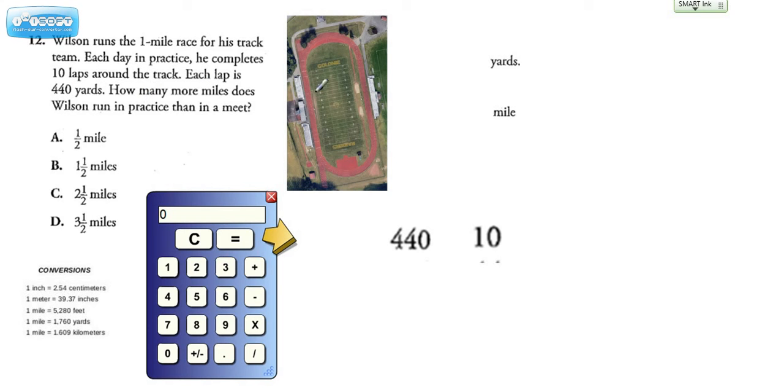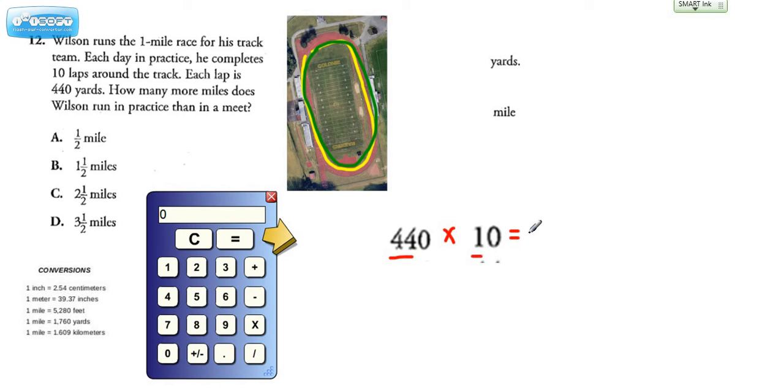Alright, so let's visualize our track. If we're going to take one lap around, let's say he starts over here. He takes the one lap around, goes all the way around. Then that's 440 yards. Now he's doing that 10 times, so that's 1 time, 2 times, etc. So that means we would need to figure out how many yards he's running. If he's doing 10 laps, we have to multiply these two numbers together.